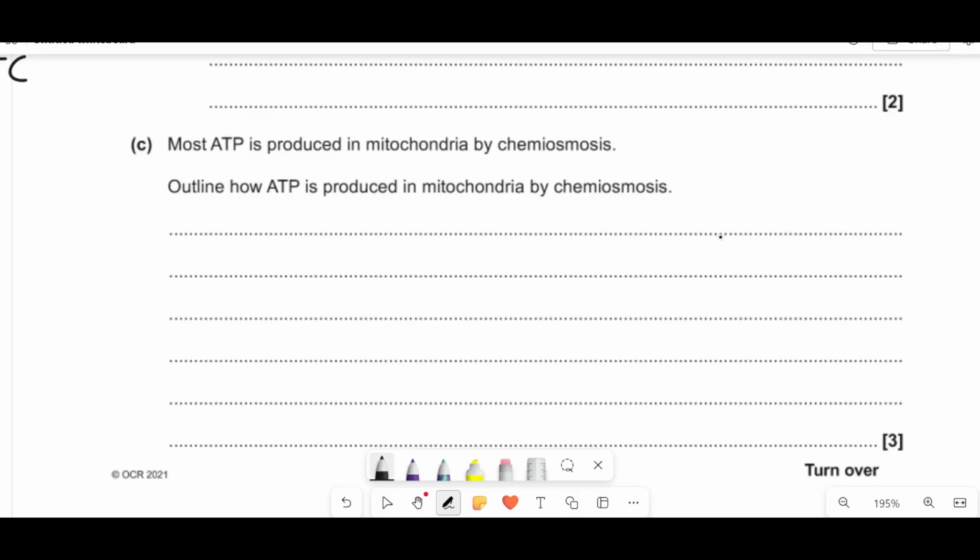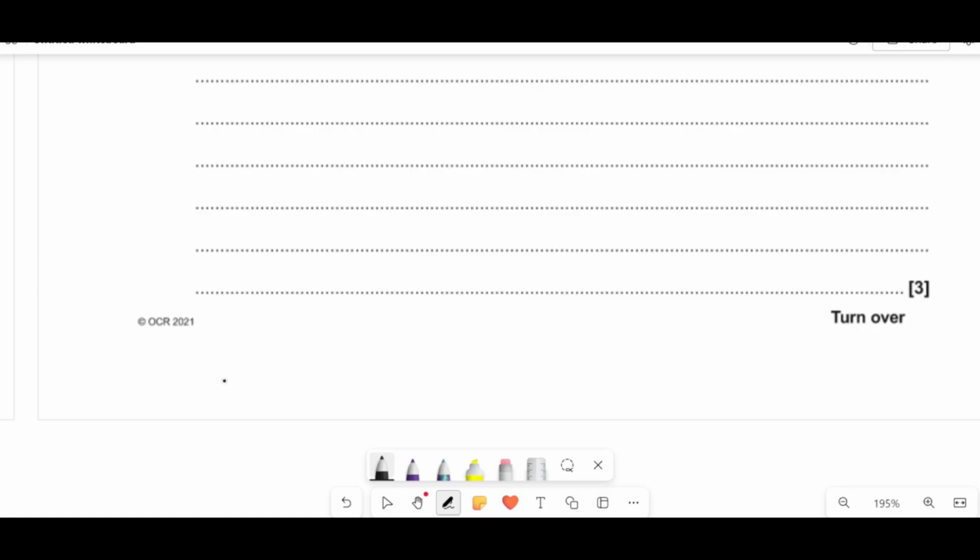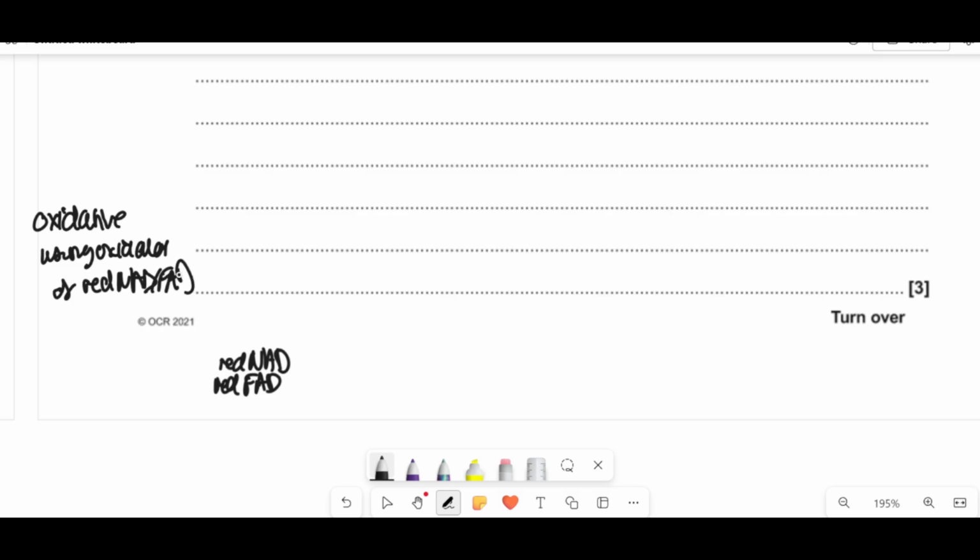Most ATP is produced in the mitochondria by chemiosmosis. Outline how ATP is produced in the mitochondria by chemiosmosis. So this stuff here then, right? If we have a think about what's going on real quick. So you have your reduced NAD and FAD. This is all in oxidative phosphorylation. It's in the name. Oxidative. So it's using the oxidation of reduced NAD and FAD. And then phosphorylation.